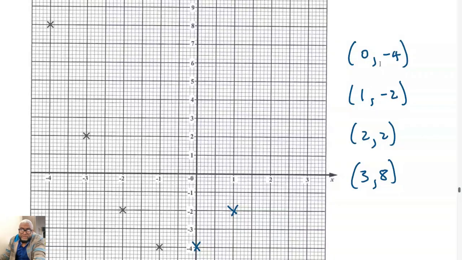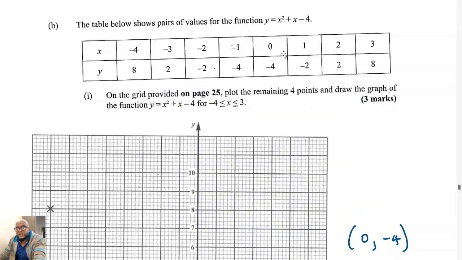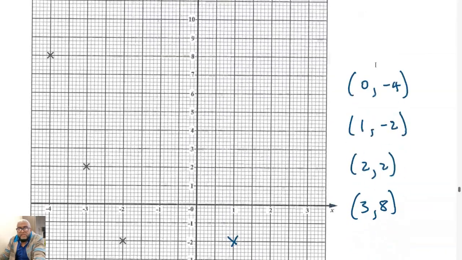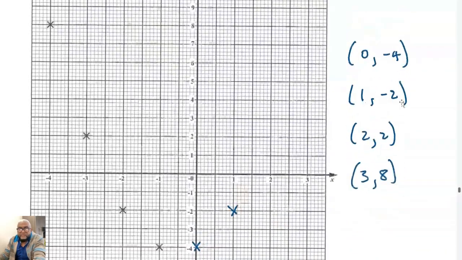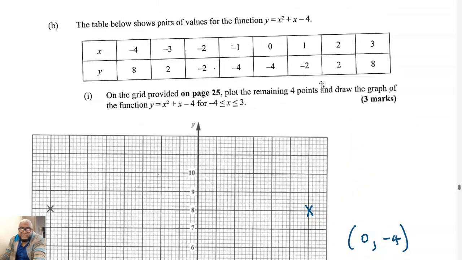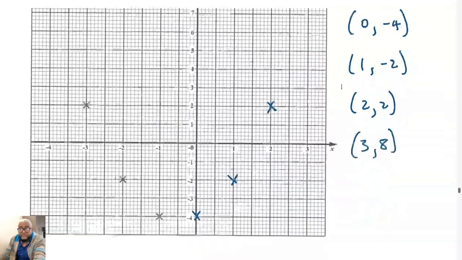Right, so the remaining points we have to plot. These points, we got them from the graph up here: 0, comma, -4; 1, comma, -2; 2, comma, 2, which is way up here; and then 3, comma, 8. Let me see what the instructions would be. Plot the remaining 4 points and draw the graph for the function.